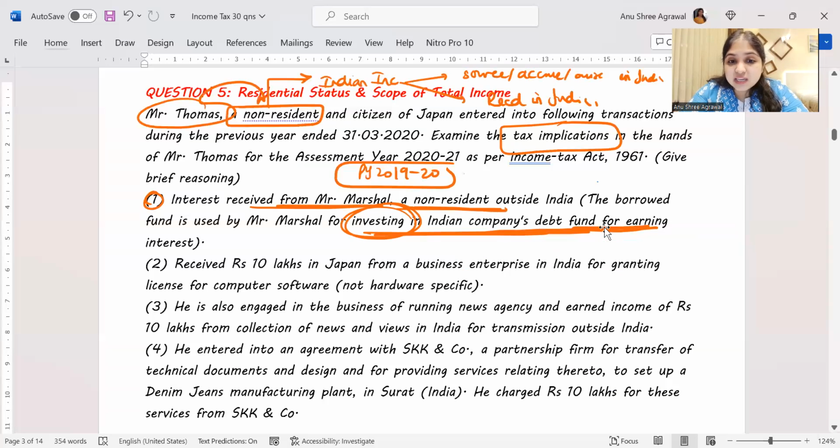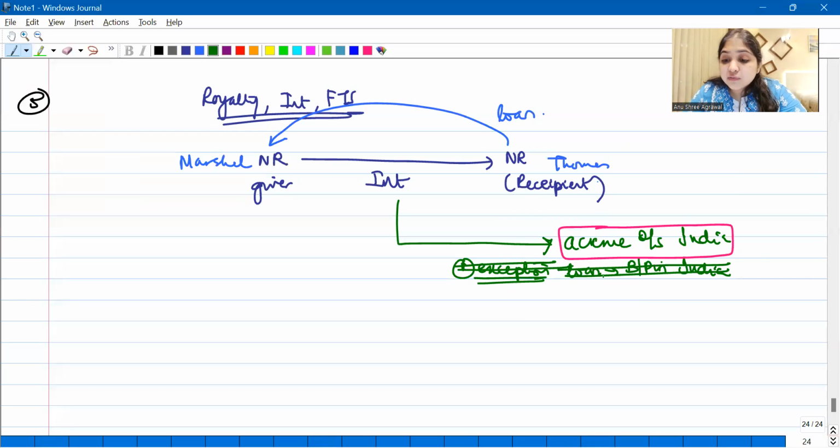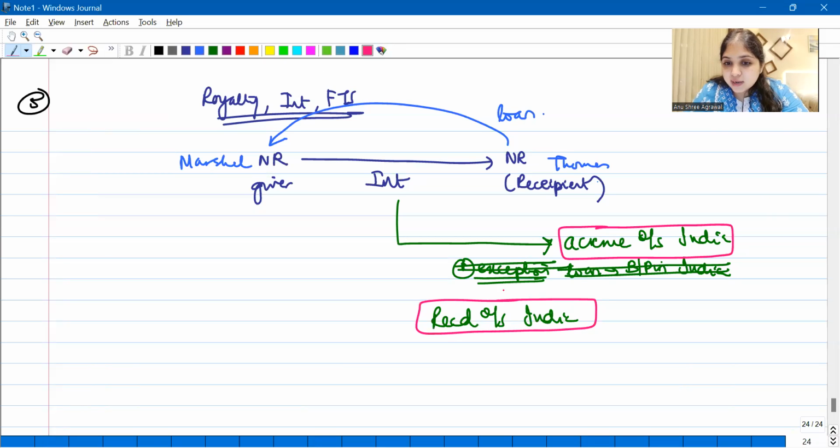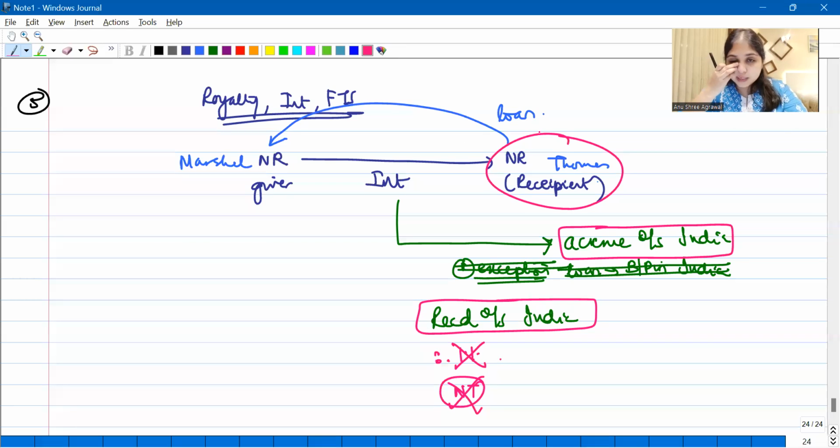Now, where is it received? Have they mentioned where is it received? They have not mentioned where it is received. If nothing is mentioned about receipt, you will assume received in the same place. So you will assume received also outside India. So guys, listen, it is accrued outside India. It is received outside India. So therefore, what will you conclude? You will conclude it is not an Indian income. Because it is not an Indian income, will it be taxable for my non-resident recipient? It will not be taxable. Is this clear?